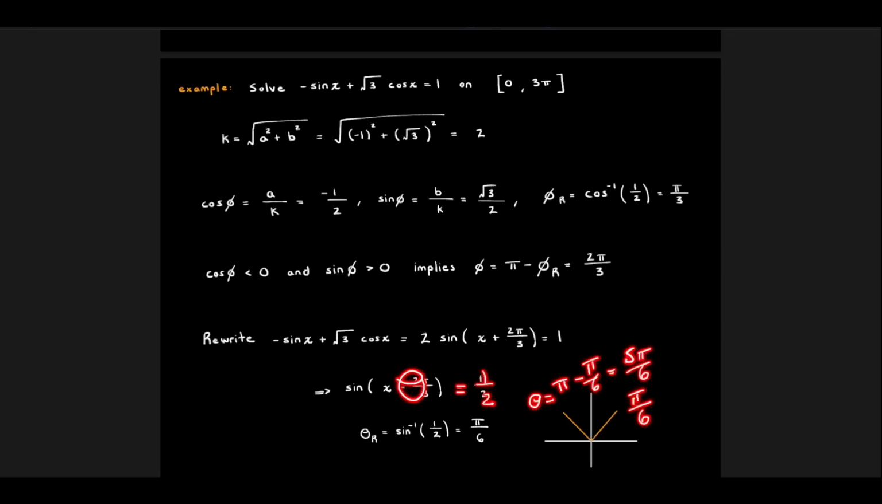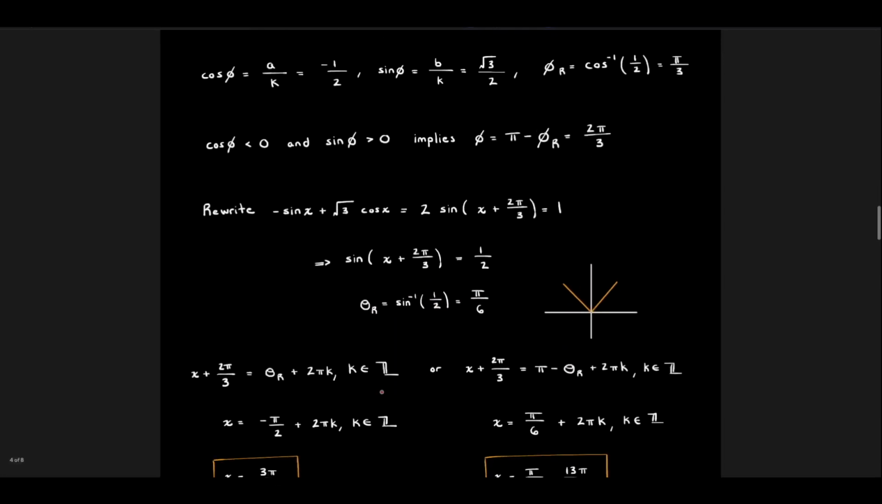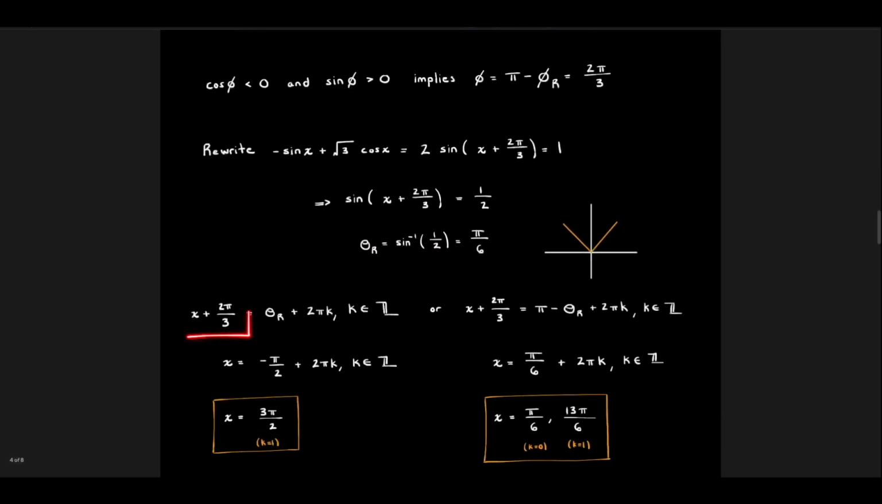But we don't want theta, we want the solutions for x. So for that reason, we actually have x plus 2 pi/3 equals our reference angle, pi/6, that corresponds to this solution, plus 2 pi k. And similarly, we have the argument equals pi minus the reference angle, that corresponds to this solution, plus 2 pi k.